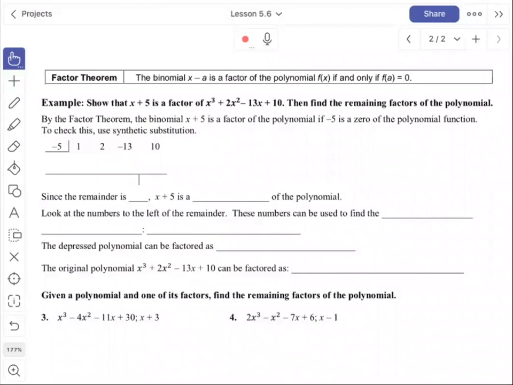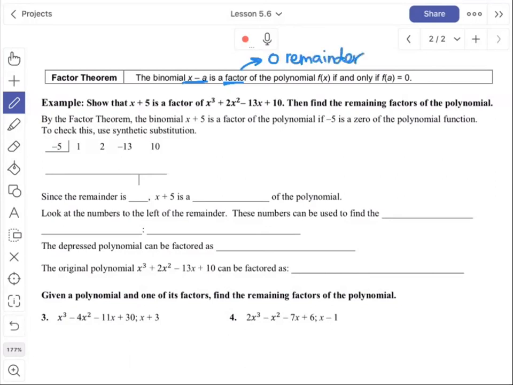The factor theorem basically says that if x minus a is a factor, then the remainder is 0. Well, that makes sense, right? If something's a factor, like 2 is a factor of 8, because when you divide 8 by 2, you don't get any remainder. Remainder is 0. But 3 is not a factor of 8, because when you do 8 divided by 3, you get a remainder. So a factor means that there's a 0 remainder.